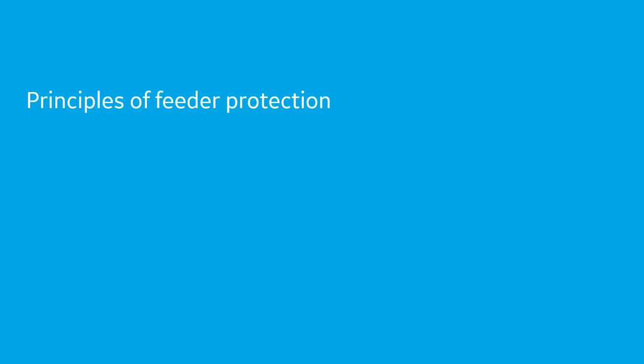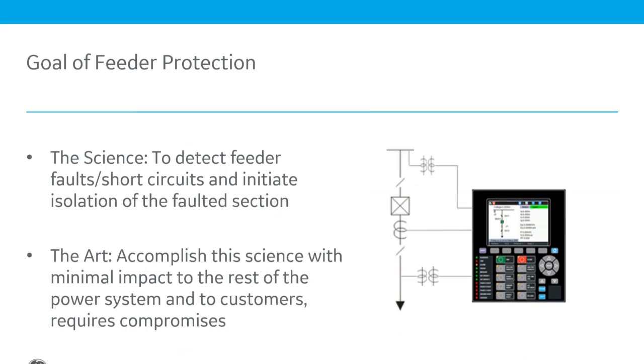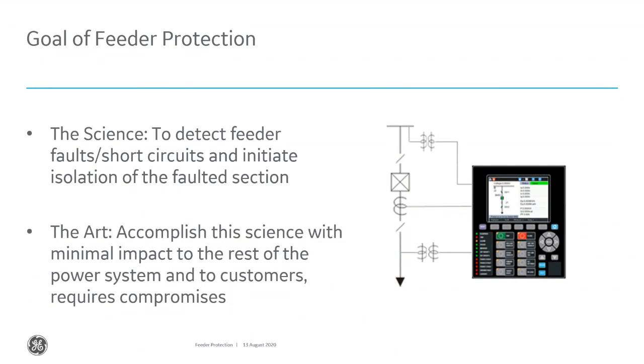So how do we do all of that? We do that with feeder protection on the distribution system. We'll talk about some of the basic principles of feeder protection. So what is the goal of feeder protection? Usually when we talk about protective relaying, we talk about the art and science of protective relaying. And what is the science? The science is the actual calculations that determine short circuit and set the relay to be able to trip for that short circuit. So the relay must detect feeder short circuit currents, detect faults in the power system, and initiate isolation of the faulted section.